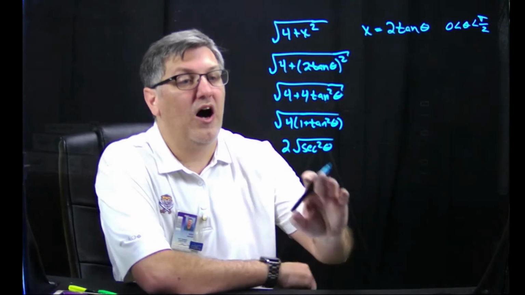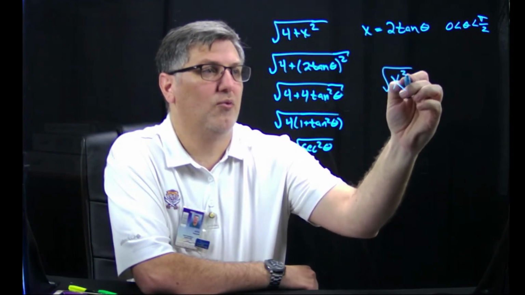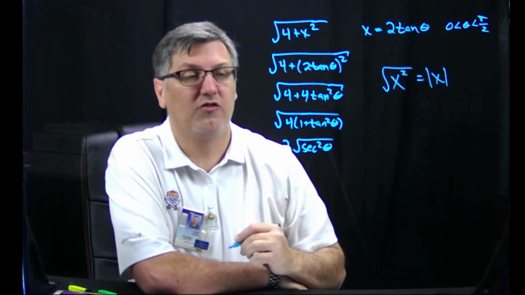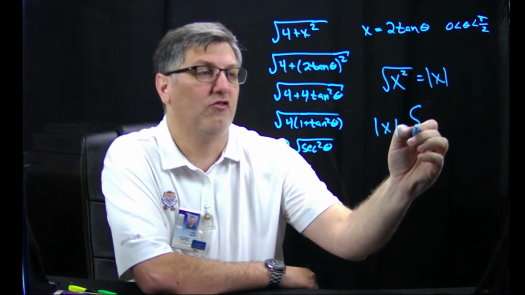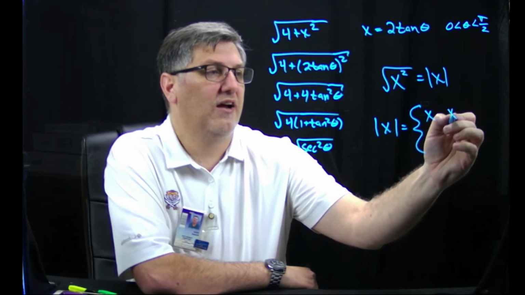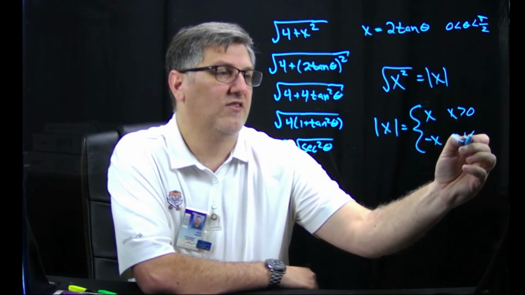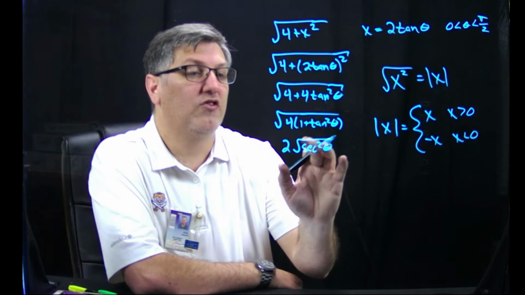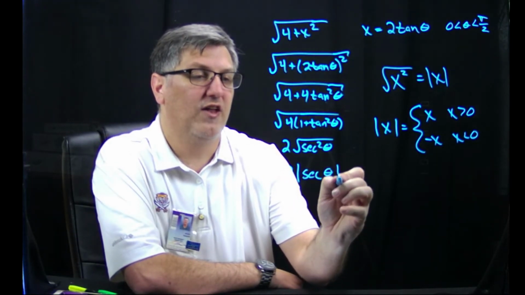Now, I know, and this is something you should also have seen at some point, the square root of x squared is the absolute value of x. I'm also going to know the actual definition of the absolute value of x, which is a piecewise function: x if x is greater than 0, and negative x if x is less than 0. So you're going to need to know both of these. So here, the square root of secant squared becomes 2 times the absolute value of secant theta.